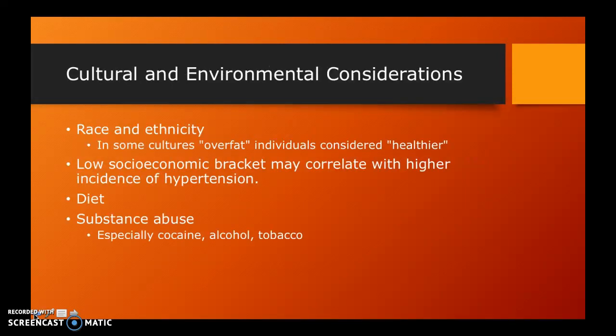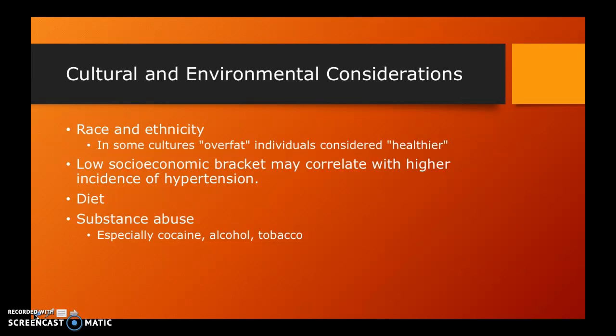Race and ethnicity, family history. We want to know if they have a family history of coronary artery disease, hypertension, high cholesterol. When we're talking about race and ethnicity, there are some cultures where overweight individuals are considered healthier. Also, selection and preparation of food, especially with red meats and saturated fats, come into play here.